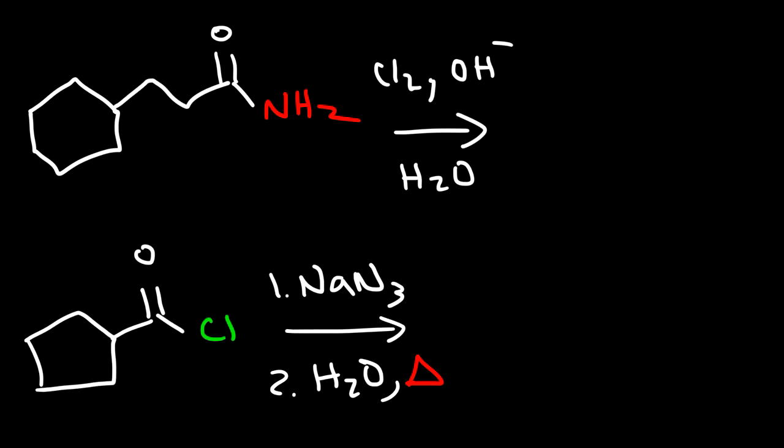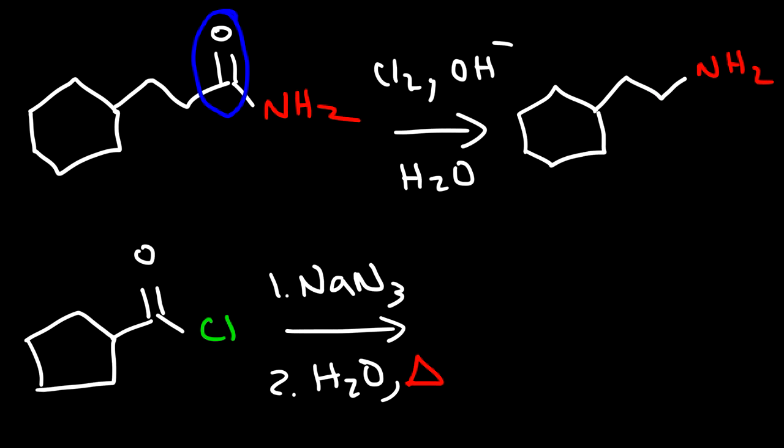So the first reaction is the Hofmann rearrangement. All we need to do is get rid of the carbonyl group. And so we're going to have 1 less carbon. Everything else is going to be the same. So just to make sure, let's count the carbons. We have the 6-membered cyclohexane ring, and then these 3 additional carbons. So we started with 9 carbons, and now we have 6 plus 2. So we have a total of 8 carbons now.